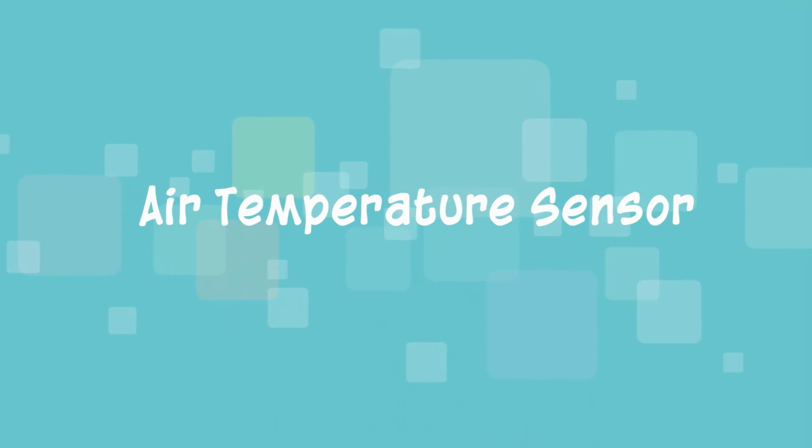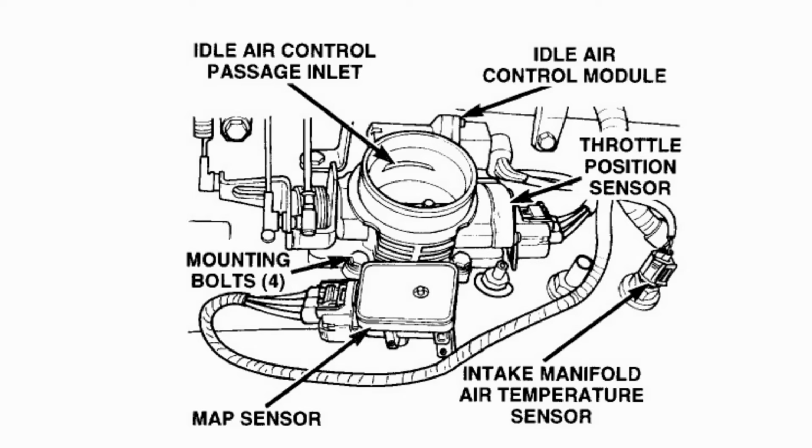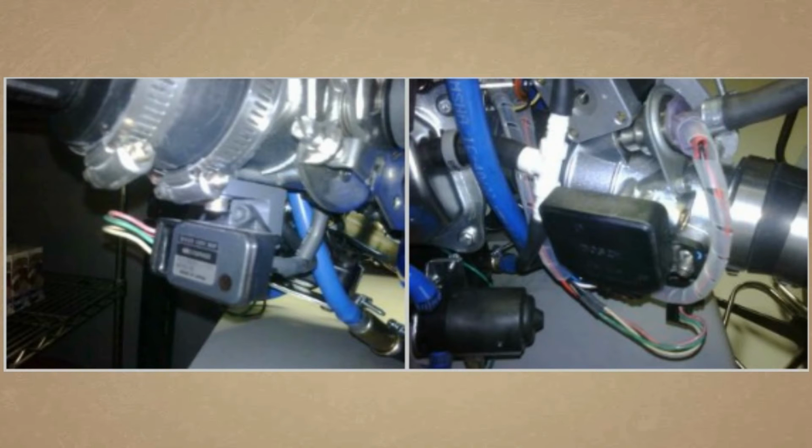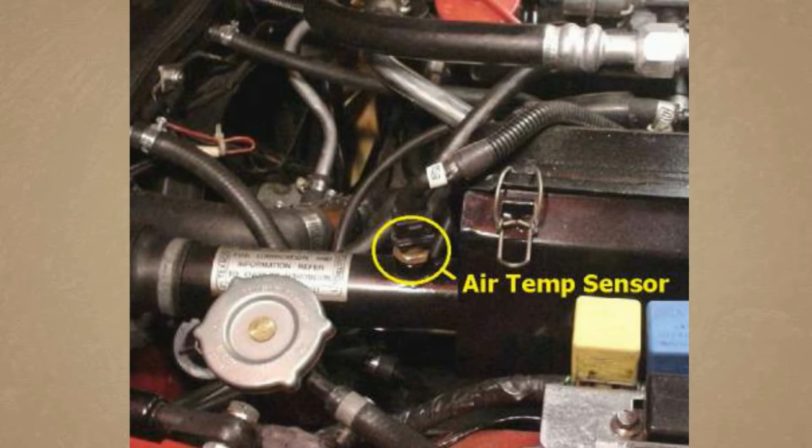Air temperature sensor. Air temperature sensor monitors the temperature of air entering into the engine. The ECM needs this information to estimate the air density and can prepare a balanced air mixture. It is usually located in the air filter box or pipe that is attached to the air filter box.